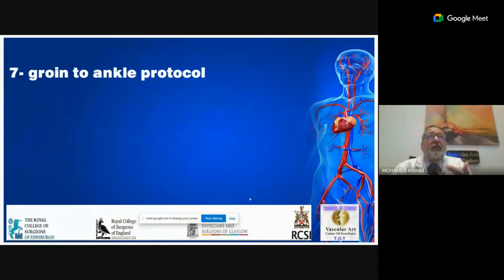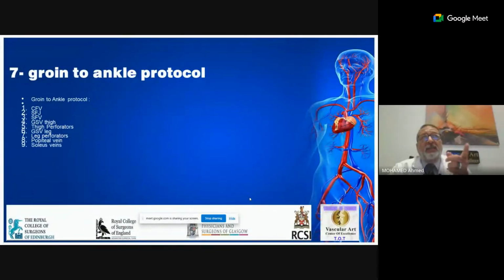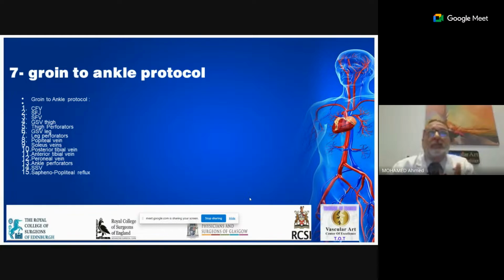Now, there are 2 schemes to do duplex scan of the vein, either the groin to ankle protocol, where you start from the groin, and then common femoral vein, you go superficial femoral vein, then great saphenous vein thigh, then thigh perforator, great saphenous vein leg. It's 19 veins, and I enumerated them, and all this lecture is also found in the course, so you don't need to write it down.